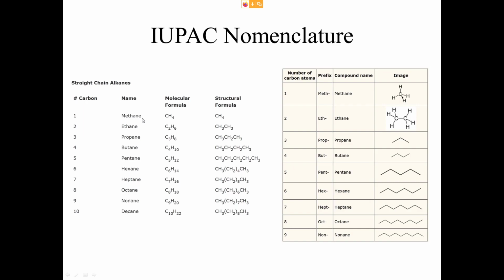They all end in ane. That just tells you that it's an alkane. Alk is the generic term for this. It means just a carbon chain. And it's 1 through 10, learn those prefixes. Okay? The simplest versions of these are drawn on the right.